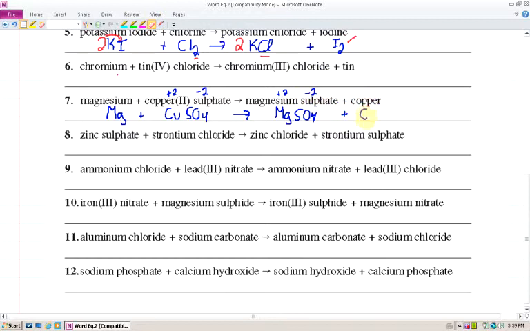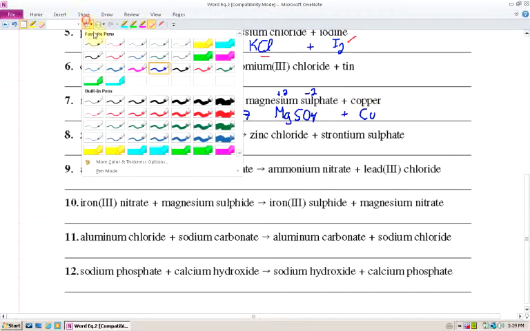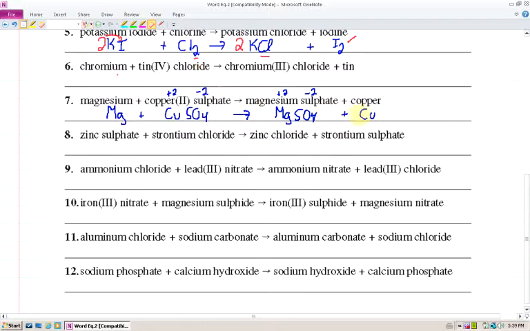And copper. I do not need to put any number 2 with the copper, even though it has a Roman numeral 2 on the other side. When it is just written by itself, it is not written with a number. This one, if I look closely, is already balanced, so I actually don't need to add any other numbers to this question.